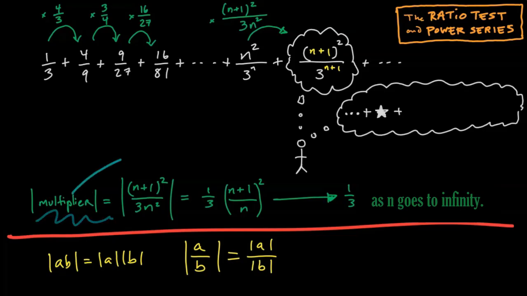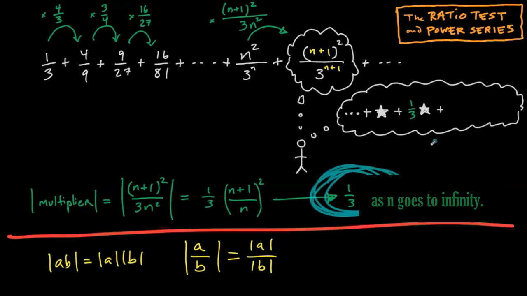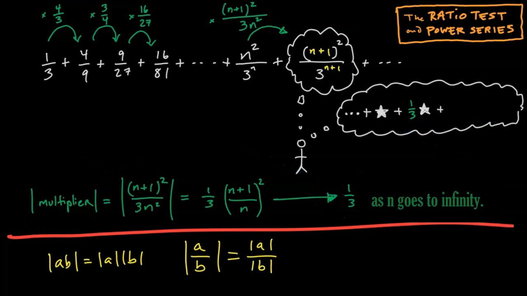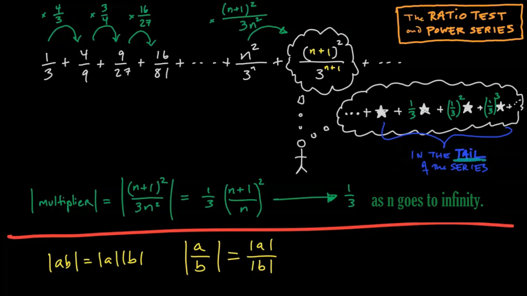Well, since the multiplier is getting closer and closer to a third the further and further we go out, the next term is going to look like 1/3 of star. And the term after that is going to be basically a third of that term because the multiplier is getting close to a third. So the next term would be 1/3 of star, 1/3 squared star, 1/9 star, however you want to see it. And the term after that would be 1/3 of star, and so on to infinity. And remember, this is all happening in the tail of the series, which is where convergence is determined.